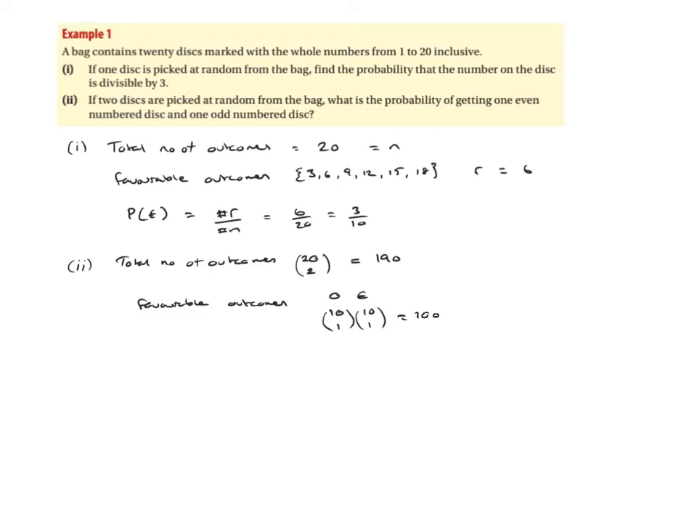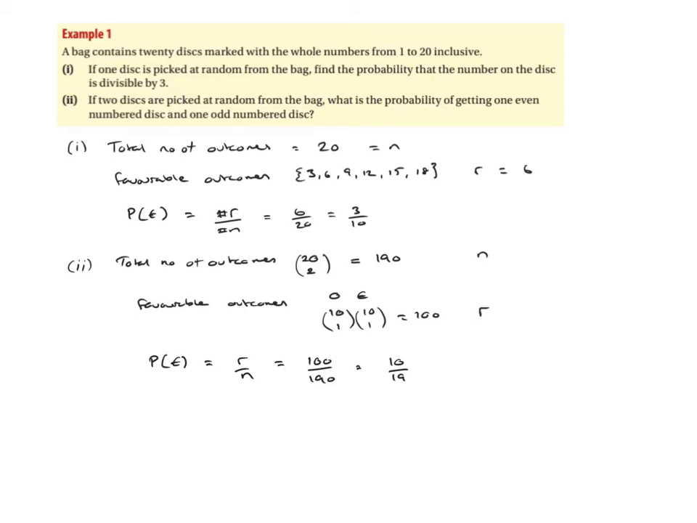So now we just need to work out the probability of this event happening, which is just our r over our n. Remember, this is our r, this is our n. If we work that out, we get 100 over 190, which is equal to 10 over 19 when you simplify it.